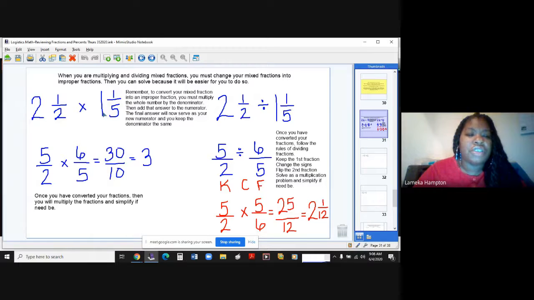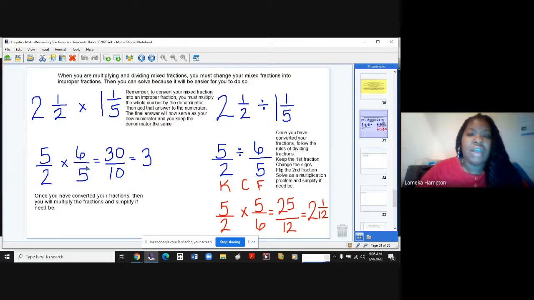So you're going to say 1 multiplied by 5 gives me 5. And you're going to add 5 to 1, which is 6. So now 6 serves as my new numerator for this improper fraction.